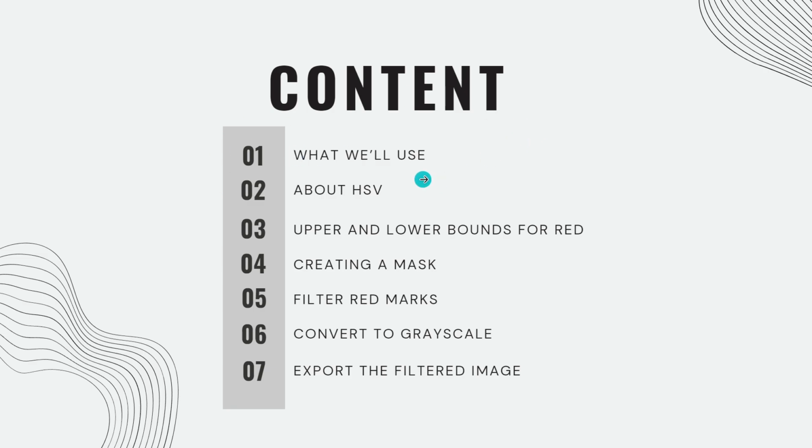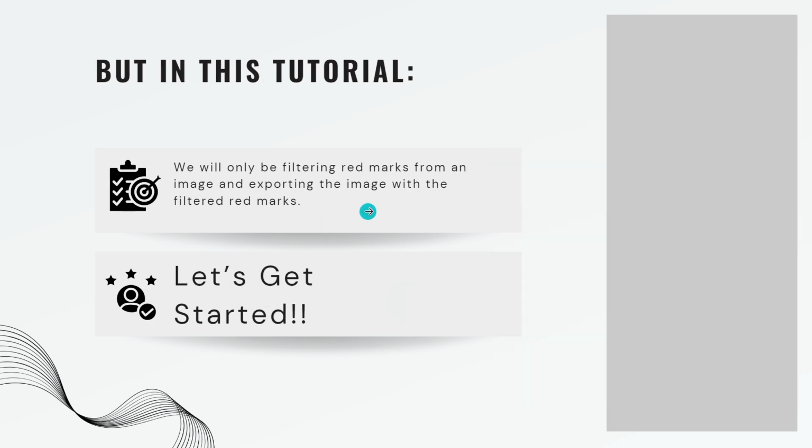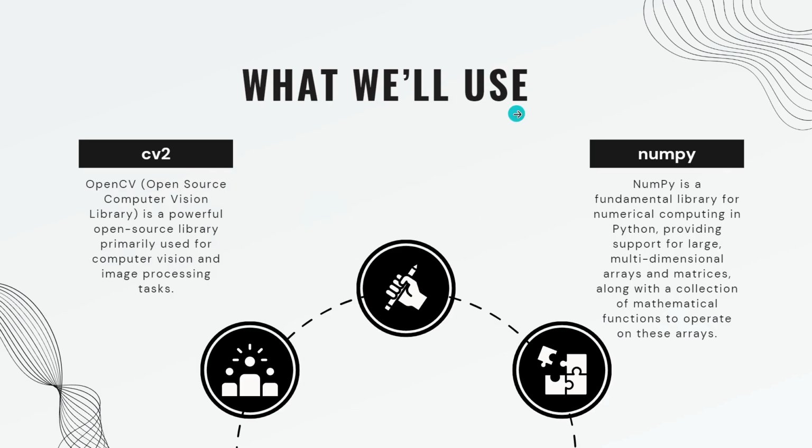First, about my project. It was supposed to be a marks calculator system that will scan any PDF or image to detect marks written in red ink, and it will use a deep learning model to extract these marks. But for this tutorial, we'll be limiting ourselves to only filtering the red marks from an image and exporting the image with the filtered red marks. So let's get started.